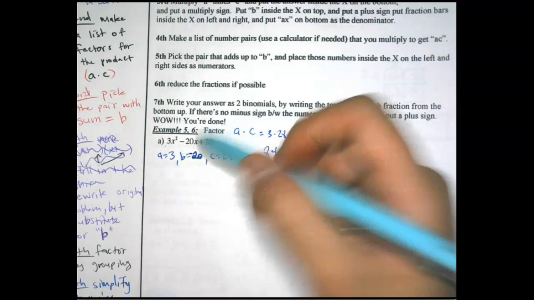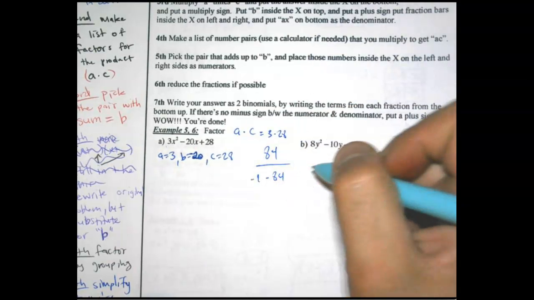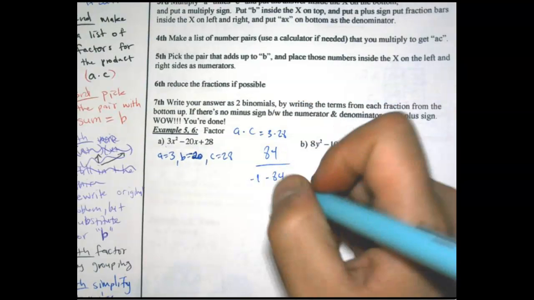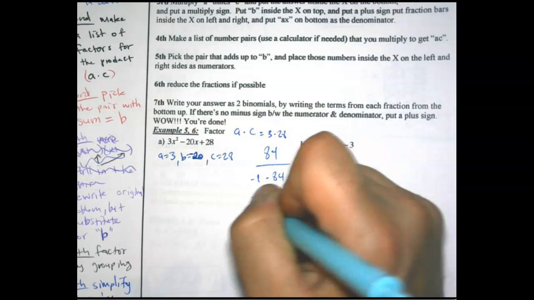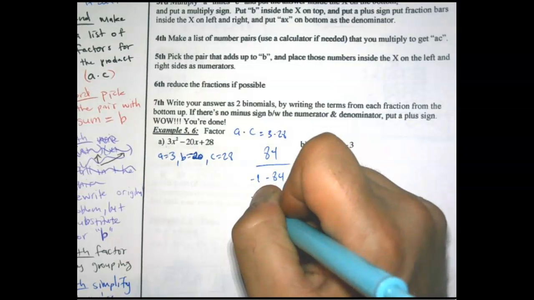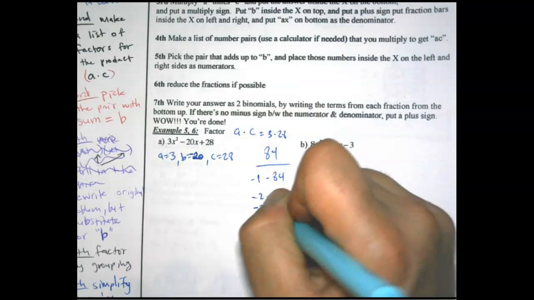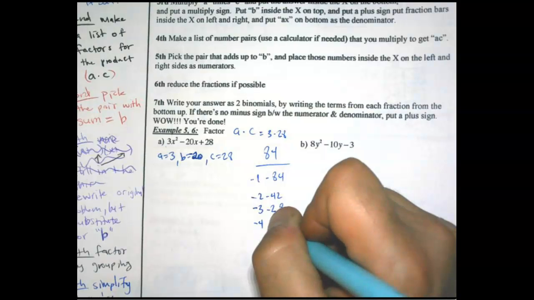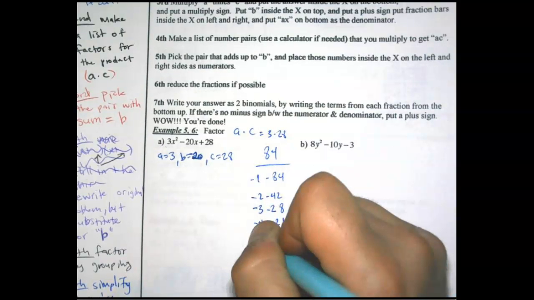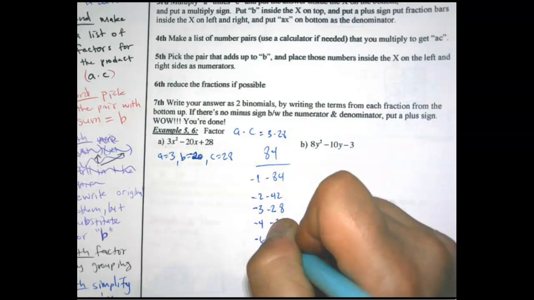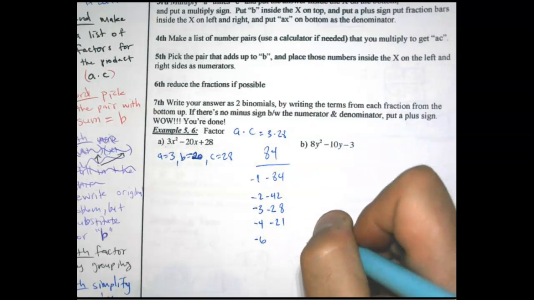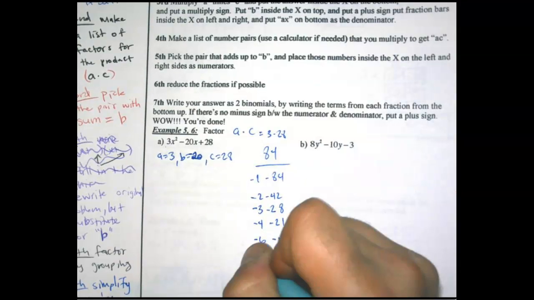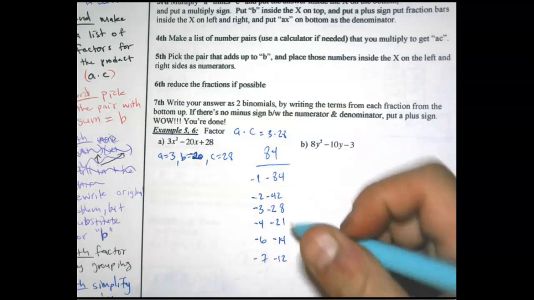So since they need to add up to negative 20, I'm actually just going to make both negative. Both positive wouldn't make sense since it needs to add up to a negative 20. Negative 2 times negative 42, negative 3 times negative 28, negative 4 times negative 21, negative 6 times negative 14, negative 7 times negative 12, and I believe that is my entire list.